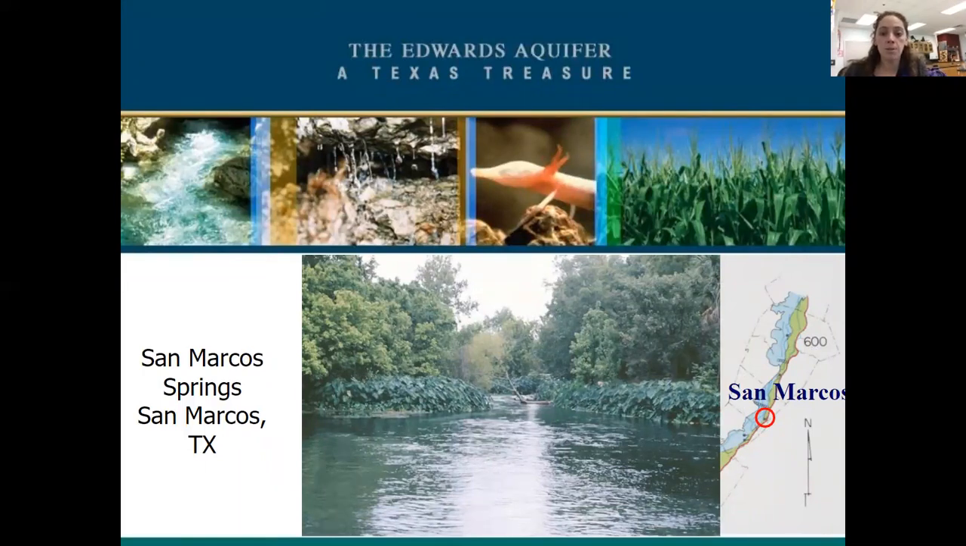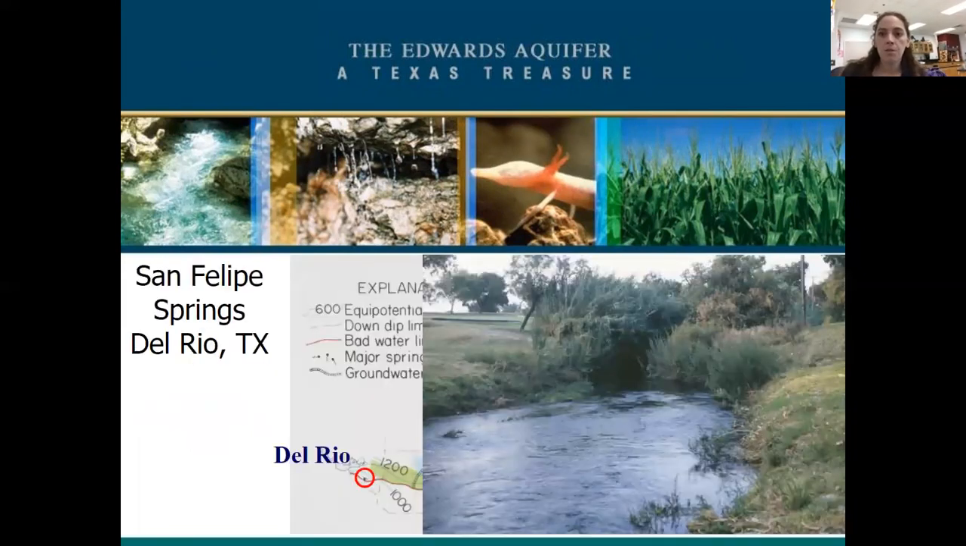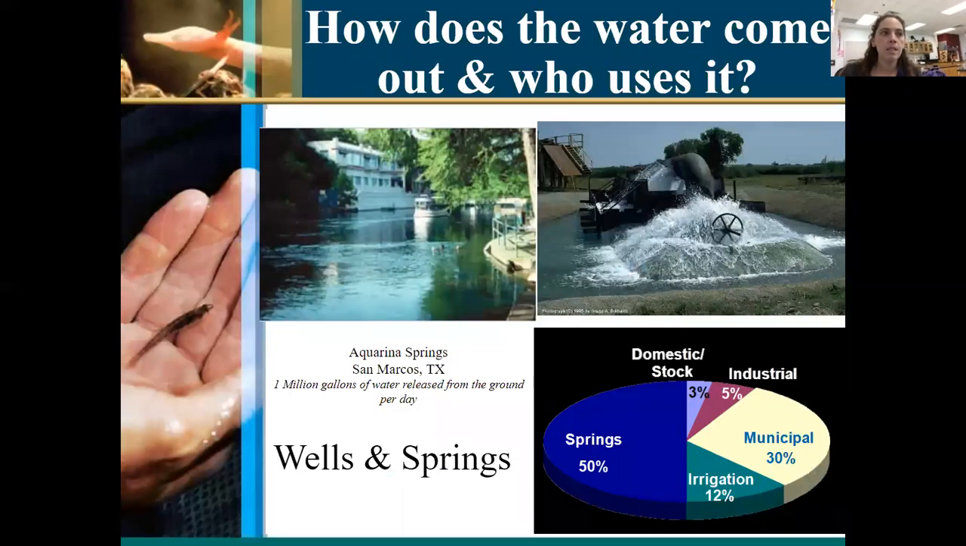The San Marcos Springs are on the campus of Texas State University, also referred to as the Aquarena Springs. You can take a glass bottom boat tour. It's really neat to go and see. Water is super, super clear here. Then we also have, sort of at the other end near Del Rio, the San Felipe Springs.